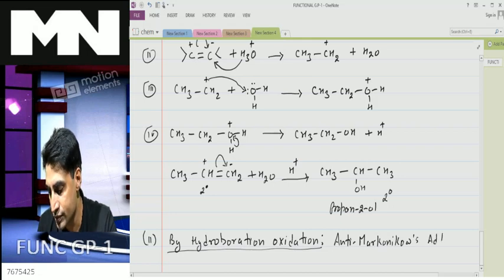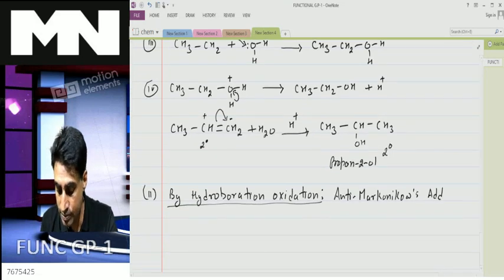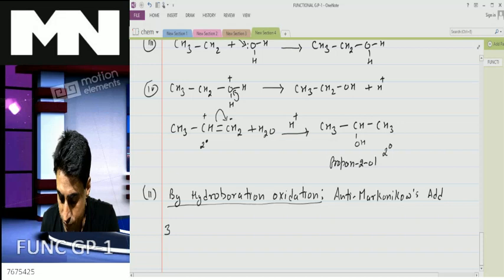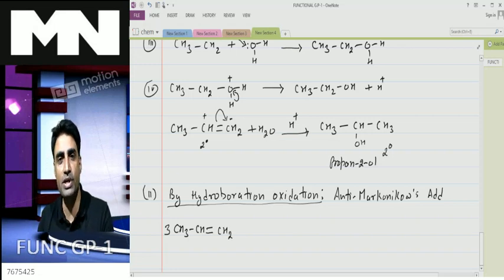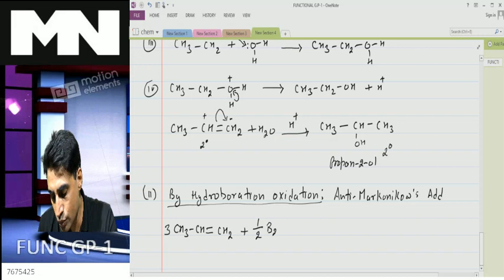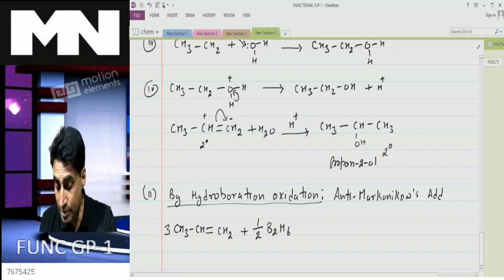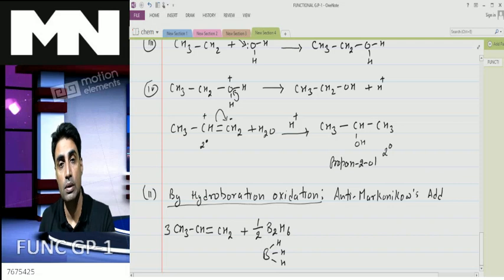Anti-Markovnikov addition you will observe in the presence of peroxide. So let's see how the reaction occurs. Suppose I have 3 moles of CH3-CH=CH2, propene, and I am reacting them with half mole of B2H6. Half mole of B2H6 means BH3, diborane or simply a borane.